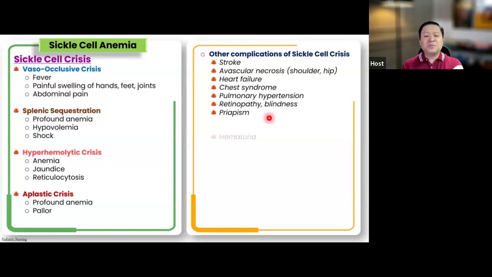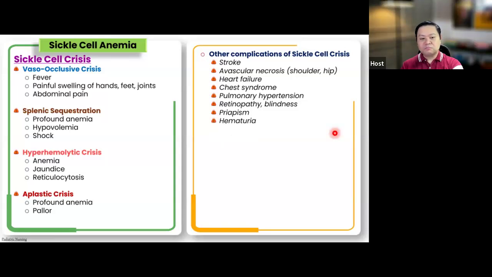Now, another problem is hematuria. So, for example, if there is now involvement, that there is now damage of the kidneys, or let's say the urinary tract itself, it can lead into the appearance of blood in the urine.